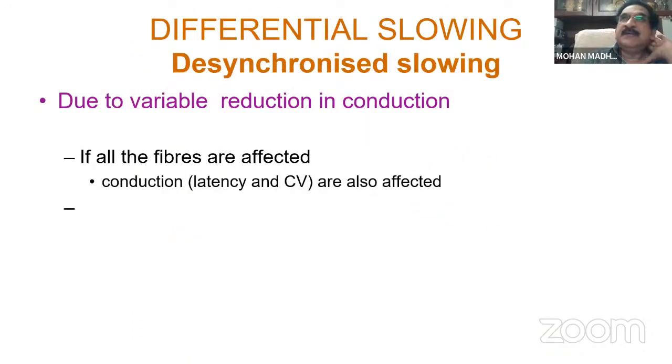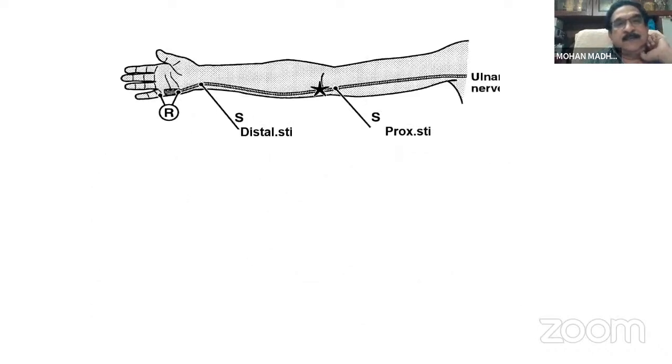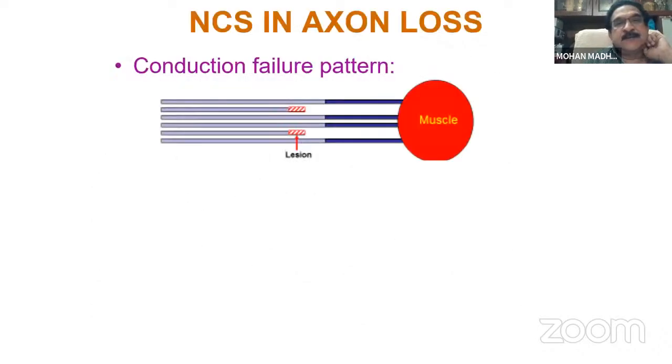Now, remember that to get conduction velocity slowing, all fibers have to be affected. If a few fibers are spared, you get normal velocity, because the remaining one or two fibers will conduct normally. You get normal velocity. I think I will skip this part.